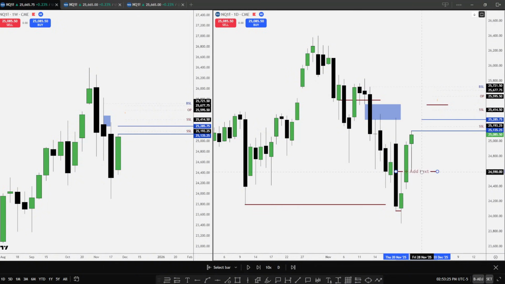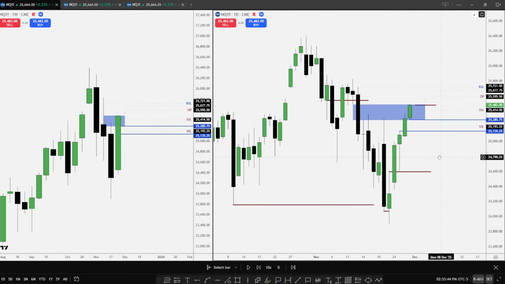You can see price trades back down as an immediate rebalance here, and then runs higher. It's reaching into buy side, and now these are all giving you daily bias objectives. So now what? You're over here in this fair value gap, and price is very bullish.